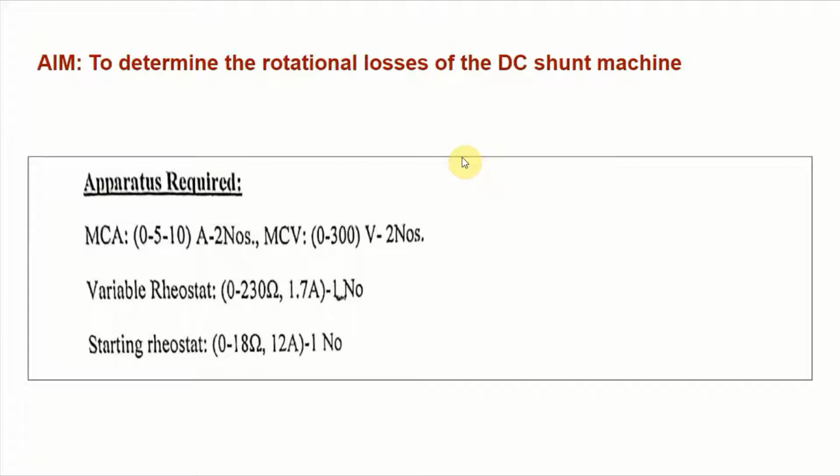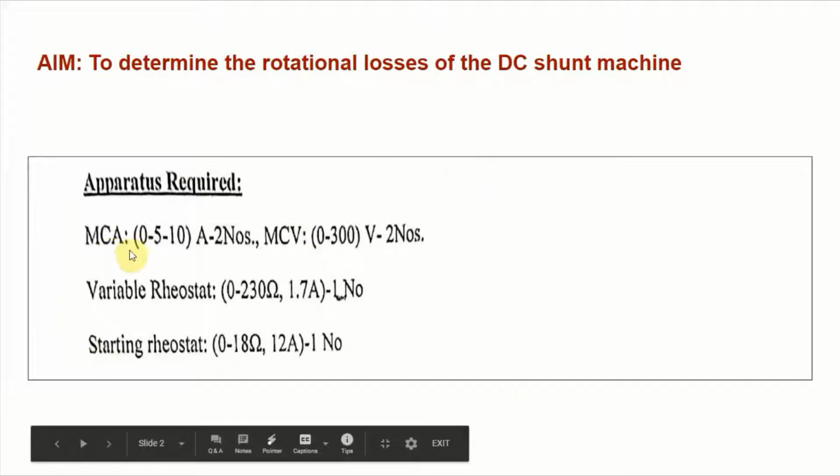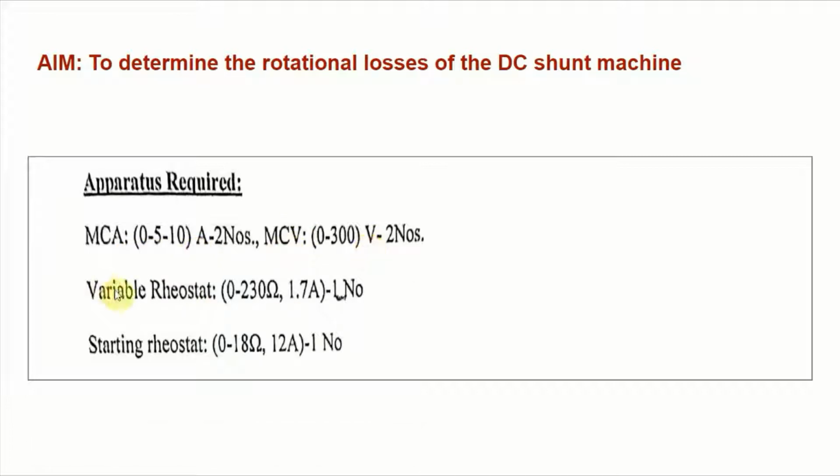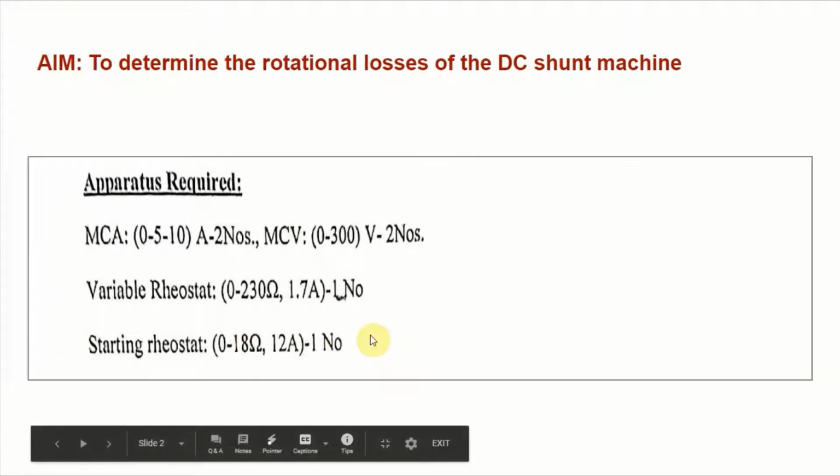So the purpose of the experiment is to determine the rotational loss, or the stray losses, of a DC shunt machine. This method is applicable to only shunt DC machines. We cannot conduct this experiment on a DC series machine as we are conducting this on no load condition. These are the different apparatus required: moving coil ammeter 0 to 10 amps, moving coil voltmeter 0 to 300 volts, a variable rheostat which is connected in the field circuit, and a starting rheostat which is connected in the armature circuit.